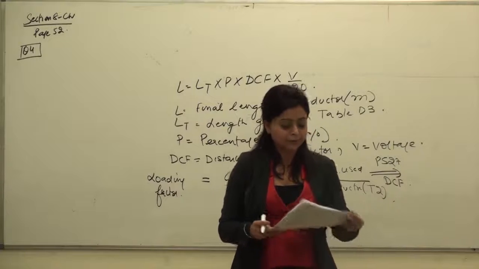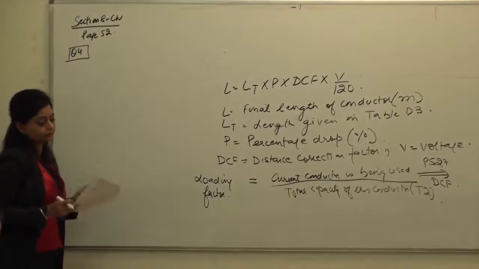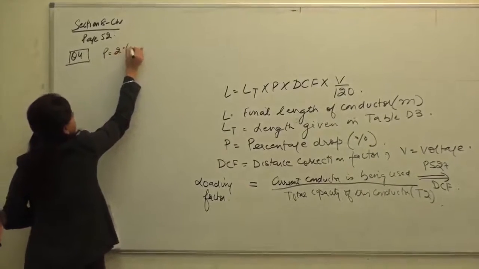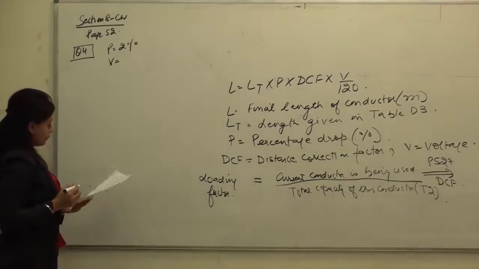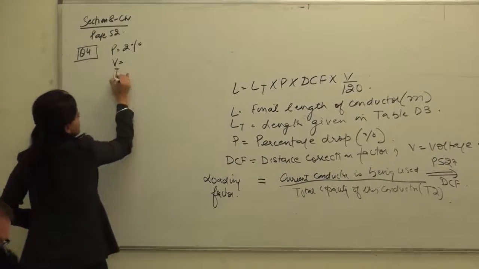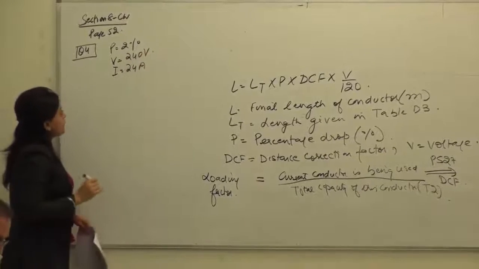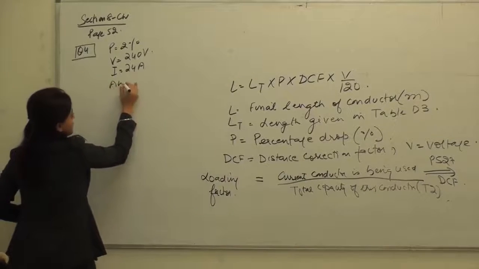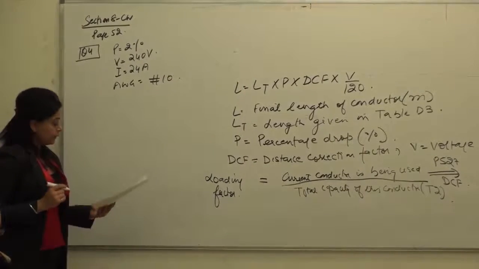Is that okay? Satinder, tell me dear, what is my percentage drop given in question 4 on section 8 classwork, page 52? 2%. Percentage drop is 2%. What voltage am I working with? 24 amps at 240 volts. Okay, so current is 24 amps, voltage is 240 volts, good job. What else is given to me? I am given conductor size. My gauge wire size given is number 10. Okay, that's it.